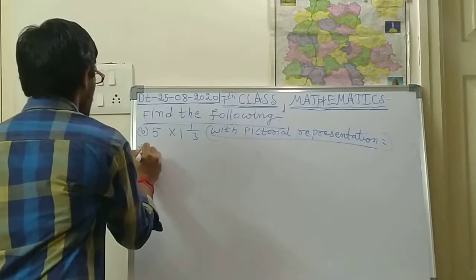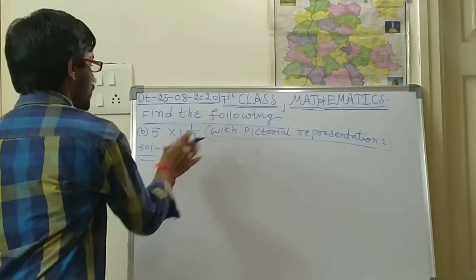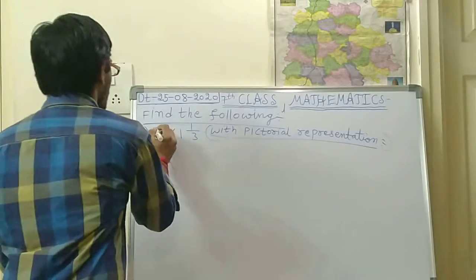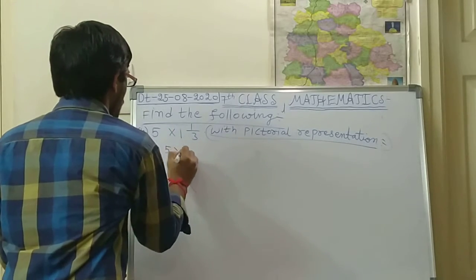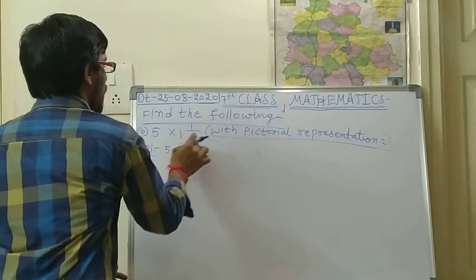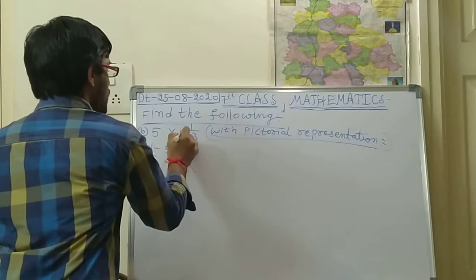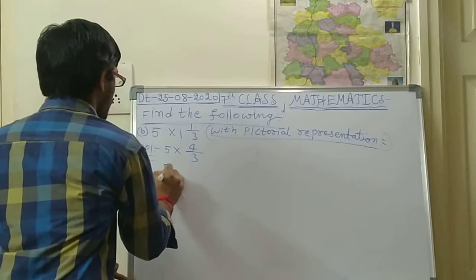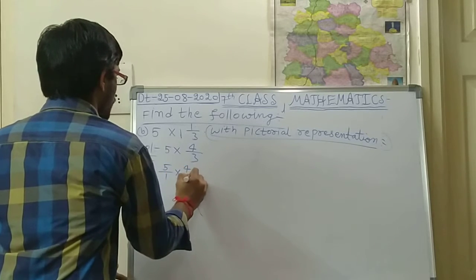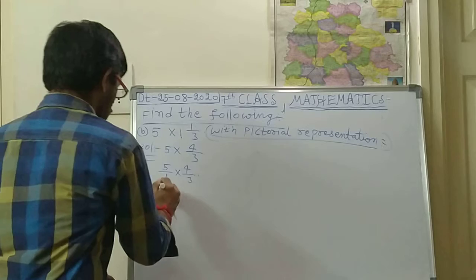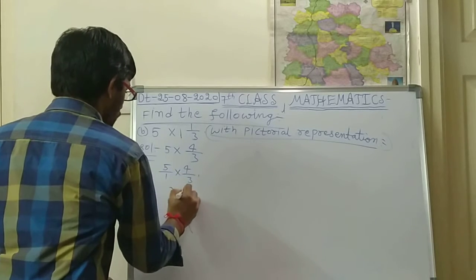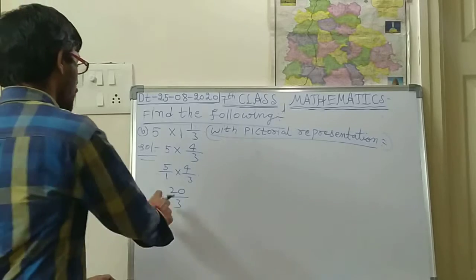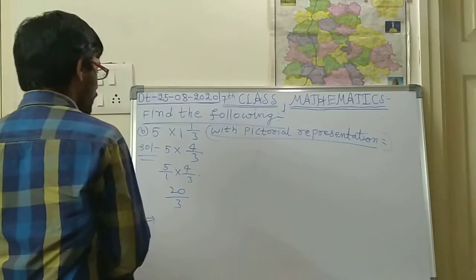For this, first do the solution as usual, the same way we did the previous problem. First, 5 into 1 by 3. You should convert this into an improper fraction. 3 ones are 3, 3 plus 1 is 4 by 3. So 5 by 1 into 4 by 3. First, 5 fours are 20 by 1 into 3, 3. So 20 by 3 you should convert into a mixed fraction.